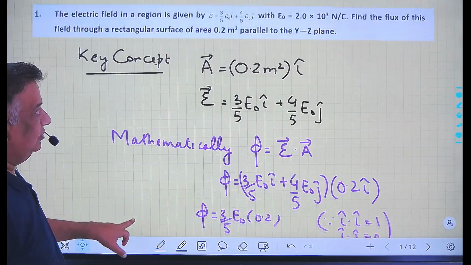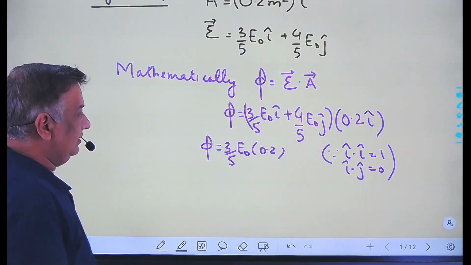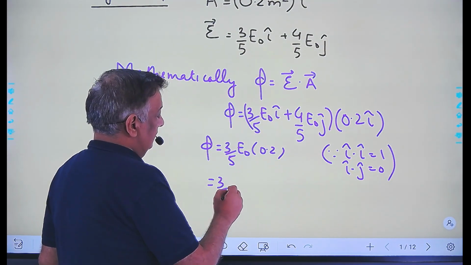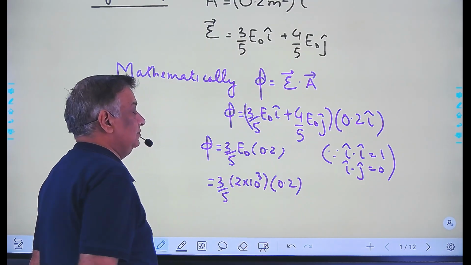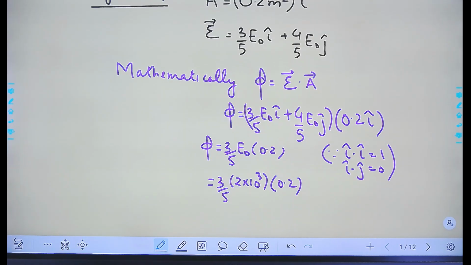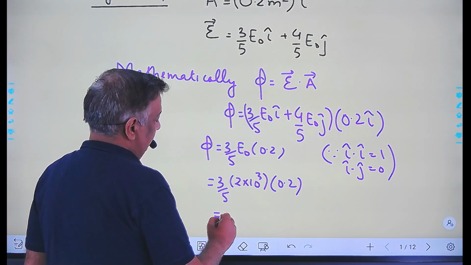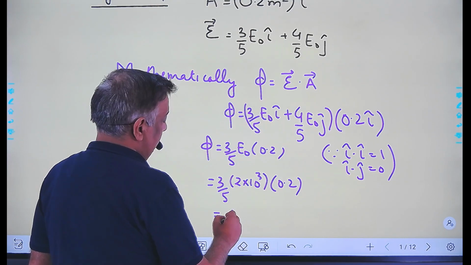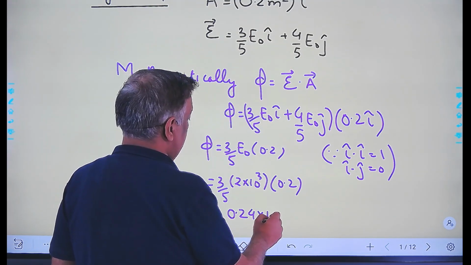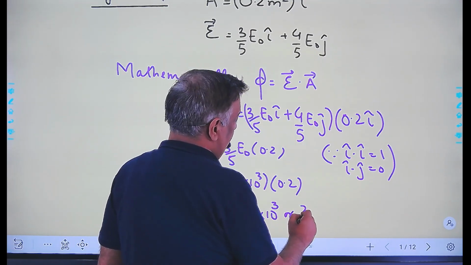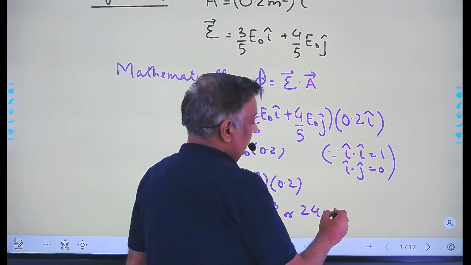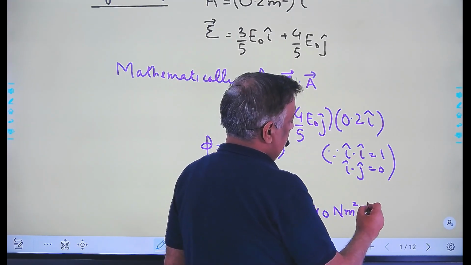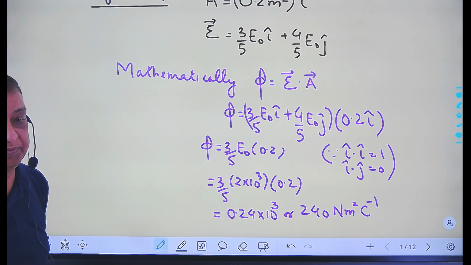E naught हमें given है question में. It's 2 into 10 raised to power 3 into 0.2. So 6 into 0.2, 1.2, 1.2 by 5, 240. And because flux is calculated here, the unit will be Newton meter square per coulomb.